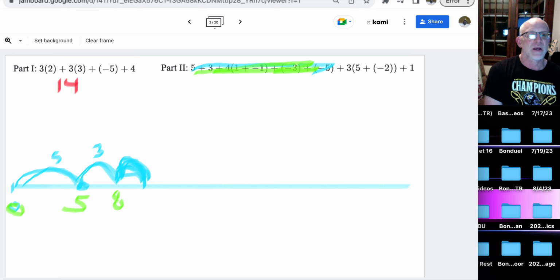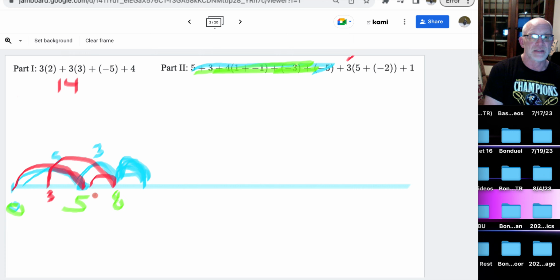And now they say, go 3 groups of 5 forward and 2 back. So I'm going to go 5 forward and 2 back. That brings me to 3. I have to do it again, so I go 5 forward, that brings me to 8, 2 back, that brings me to 6. And now a third time, because it says 3, I go 5 forward to 11, 2 back, I'm at 9. And then I have to go 1 more, so we go from 9 to 10.